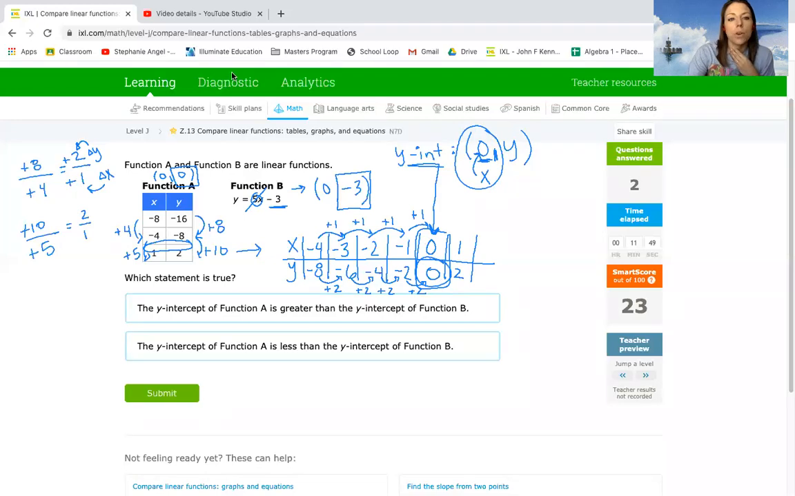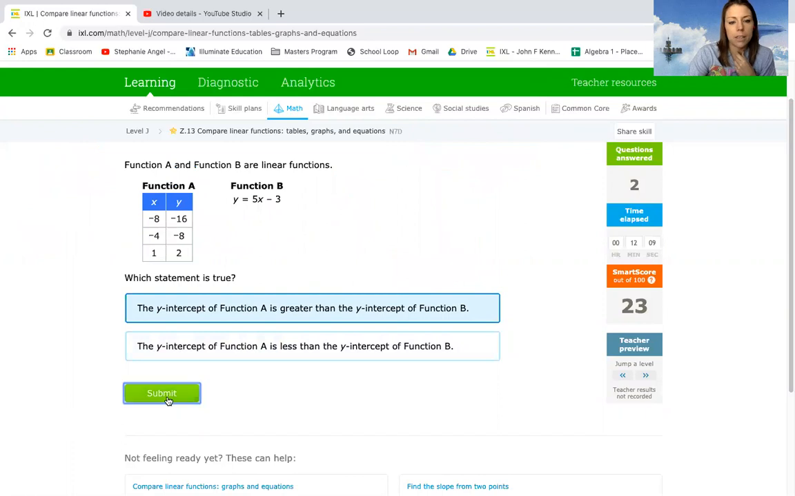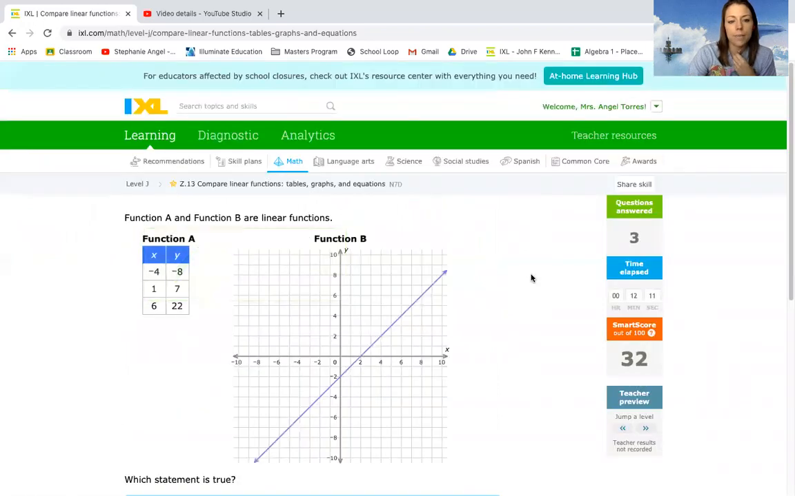Okay, so now we can answer the question, which is greater? Is 0 greater than -3 or is 0 less than -3? Well, negative is negative, so 0 is greater than -3. So that means the Y-intercept of function A is greater than the Y-intercept of function B. I'm going to clear my work. Let's see if that was correct. And we were, look at that.